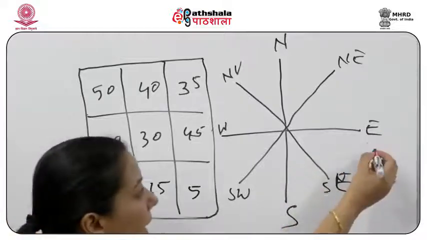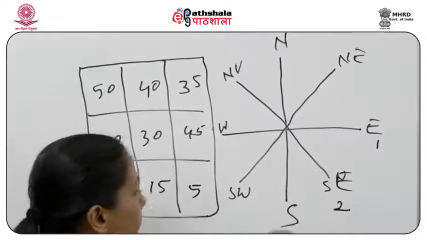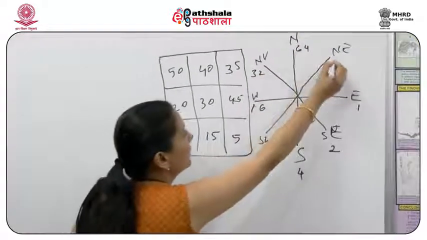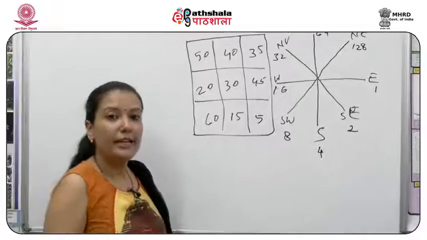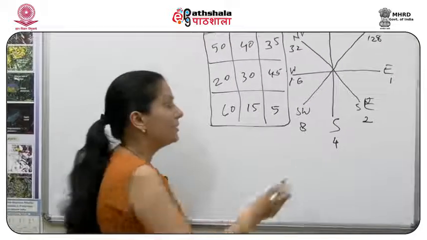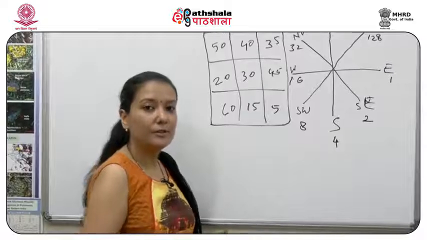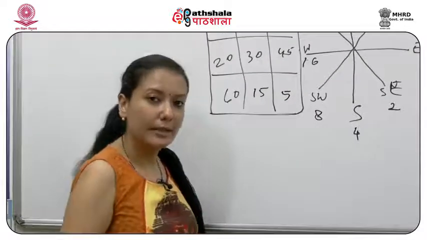also given the values as 1, 2, 4, 8, 16, 32, 64 and 128. So this is known as the 8-point pour model. That is why these values are given. After we convert this into the slope map, we have the slope directions, and once we have the slope directions, these are the values assigned to it.